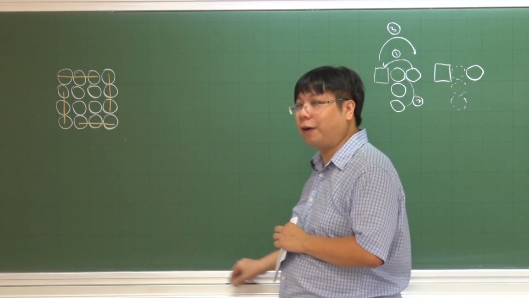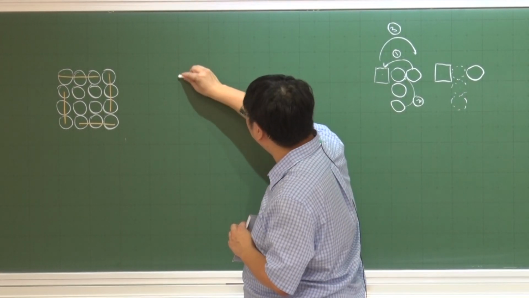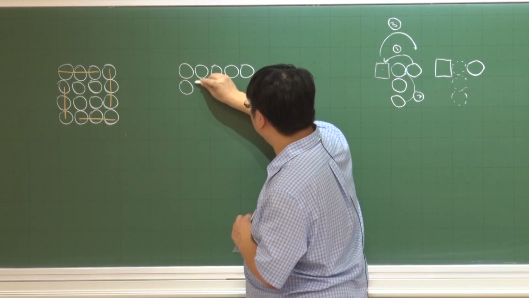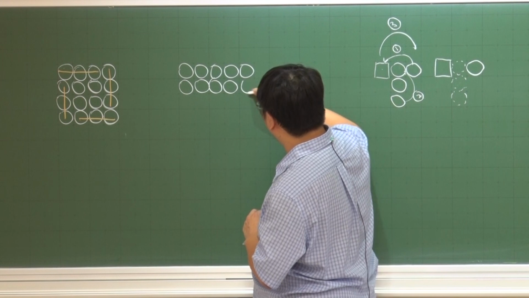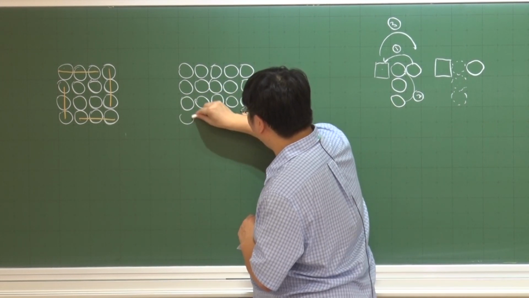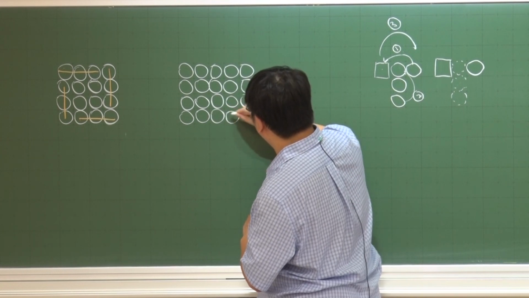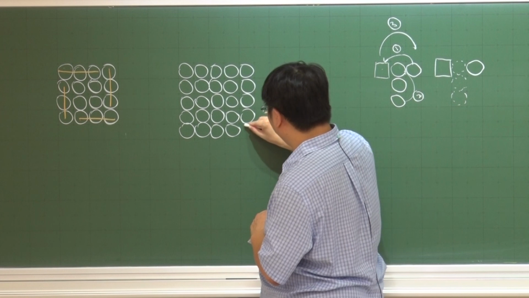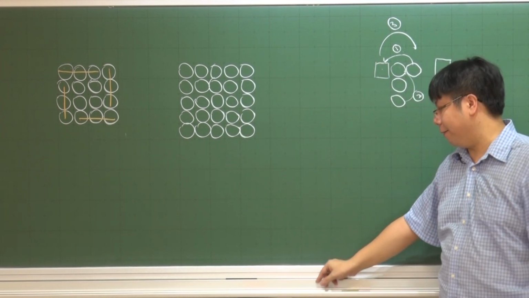Let's take a look at a 5 by 5 case. So this is a 5 by 5. 1, 2, 3, 4, 5. 1, 2, 3, 4, 5. 1, 2, 3, 4, 5. 1, 2, 3, 4, 5. And then finally 1, 2, 3, 4, 5. Is that okay? 5 by 5.